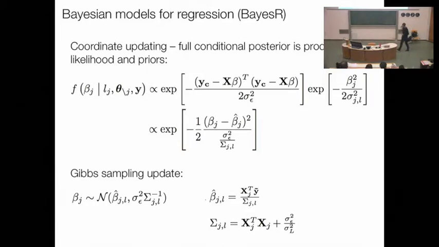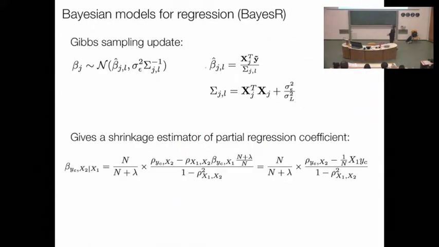What we want to do first, though, sorry, one step first. The nice thing about this is that we derive that what you're estimating here, if you have two markers, x1 and x2, that are correlated with each other, and you're trying to estimate the second effect, and x1 is already in the model, then the estimate that you get for beta 2 is basically a shrinkage estimate of the partial regression coefficient.